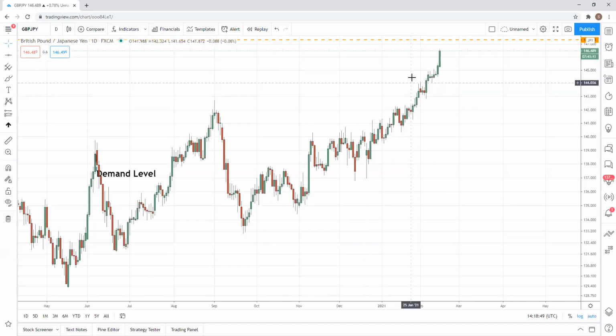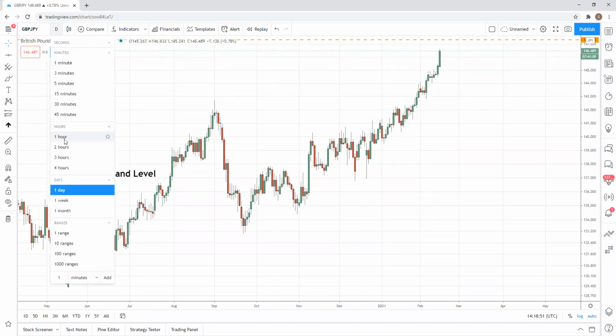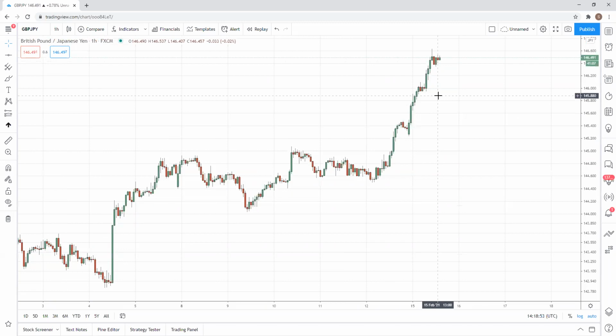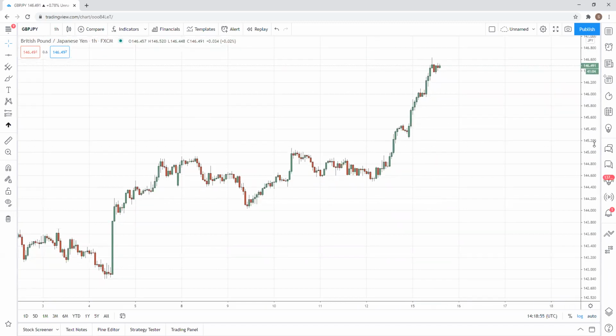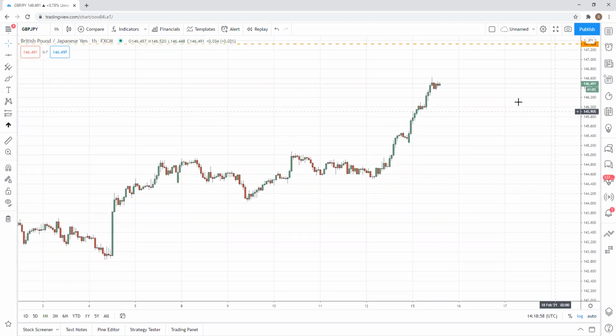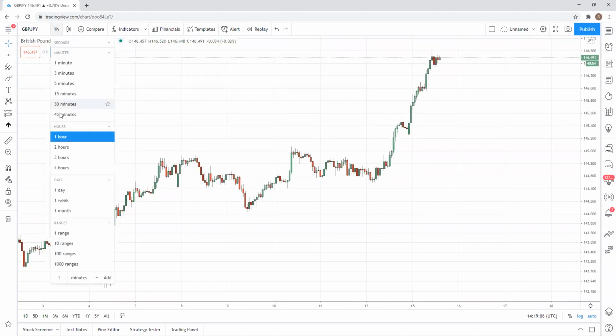This is the daily. I'm going back to the daily chart, 1H time frame. As you can see, I do believe the next conclusion will be that I think the price is on its way to reach this level. Okay, so 1H time frame.